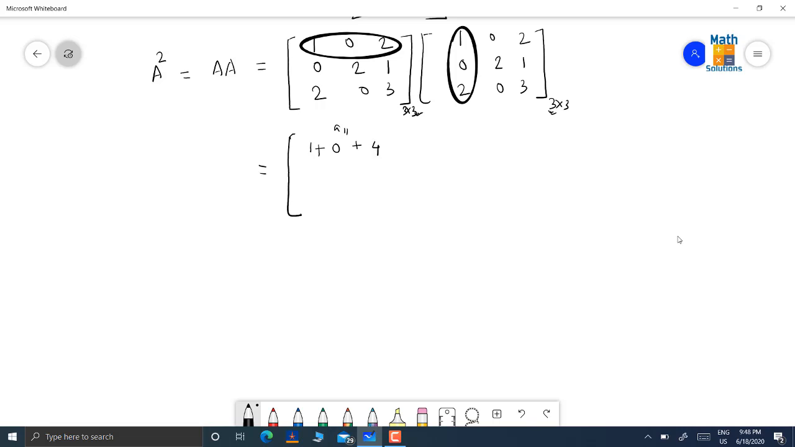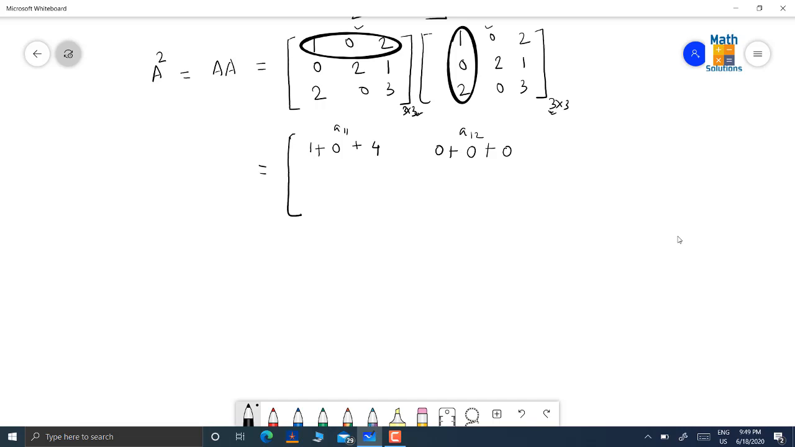Then after, for getting a12 position, this row should be multiplied with this column, means first row and second column. First row, this 1 2 means what? 1 stands for the first row of the first matrix and this 2 stands for the second column of the second matrix. So we can write here 1 into 0 will be 0, plus 0 into 2 will be 0, plus 2 into 0 will be 0 again.